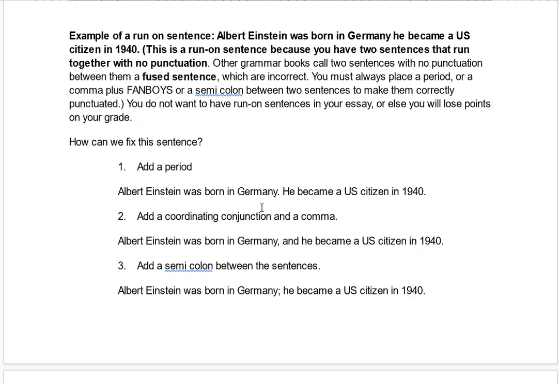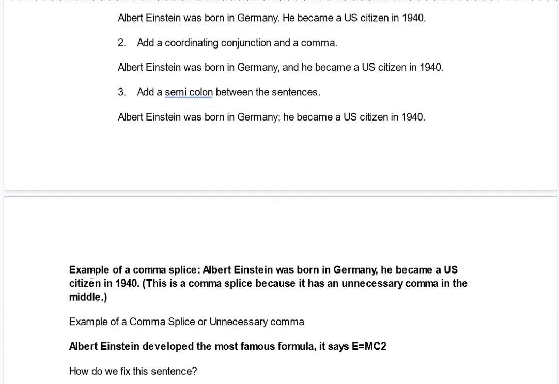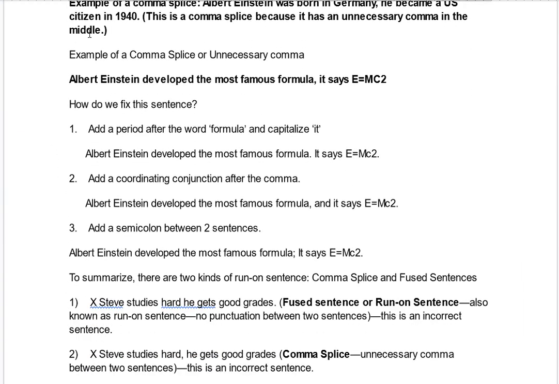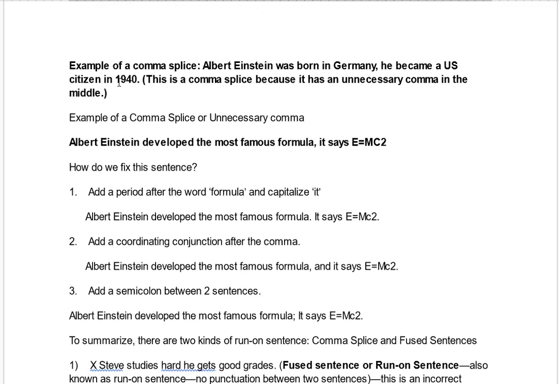Albert Einstein was born in Germany, period. Or you add a coordinating conjunction and a comma. So you would say, Albert Einstein was born in Germany, comma, and he became a U.S. citizen. Or you add a semicolon and you say, Albert Einstein was born in Germany, semicolon, he became a U.S. citizen in 1940.